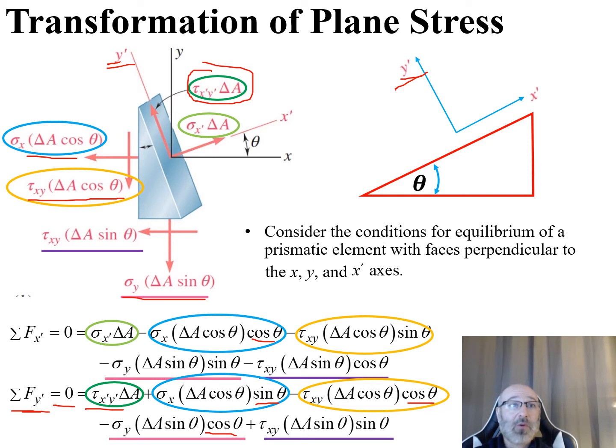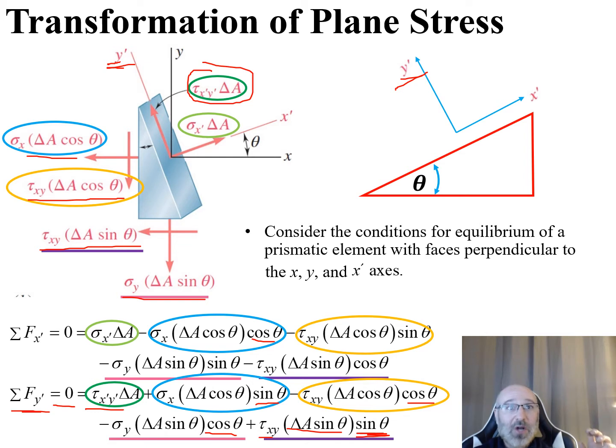And then we go to our purple tau xy right there, times our delta a sine of theta, tau xy delta a sine of theta. Multiply that by a sine of theta right now to get that one into our y prime direction. So that is why it's really important that we clearly draw out and understand our diagrams right there.